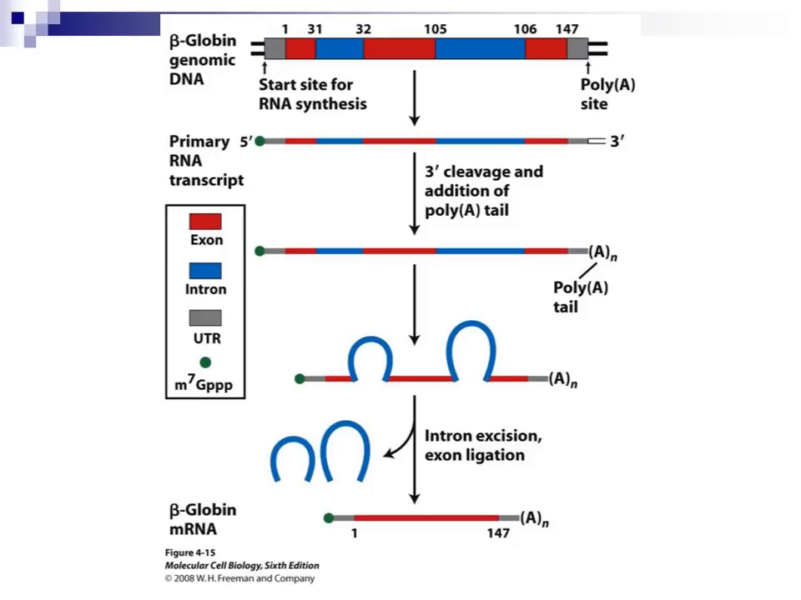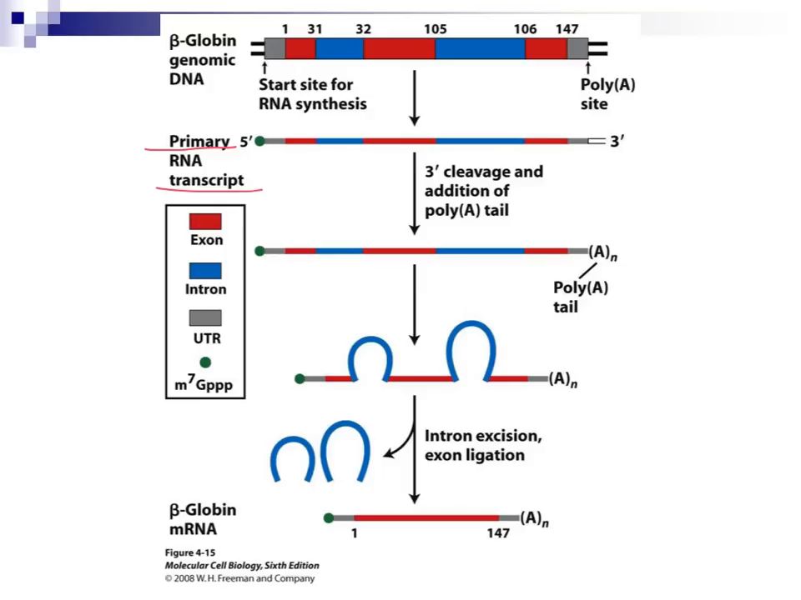Now, first of all, a little bit of terminology. What comes out of transcription? The RNA that leaves the DNA strand at the end of transcription is called a primary transcript, or a primary RNA transcript.